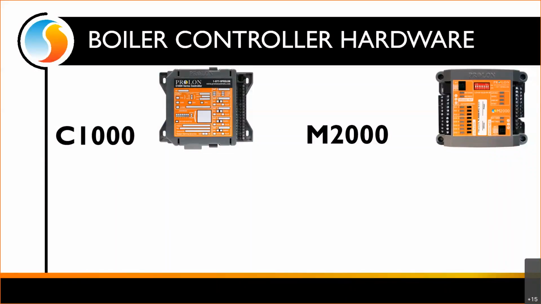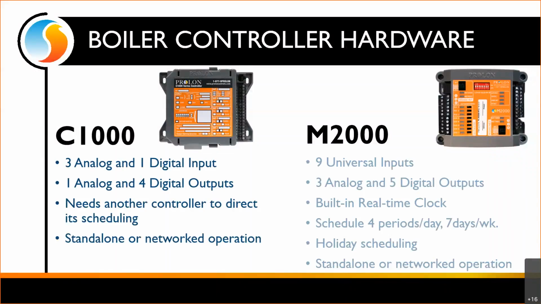We'll start off going through boiler controllers. We've got the C1000 and the M2000. Hopefully, many of you are familiar with these already. The C1000, of course, is going to be a less capable controller, limited on the I/O. It is capable of following scheduling commands, but it does not have any concept of time itself. It needs another controller to direct that for it.